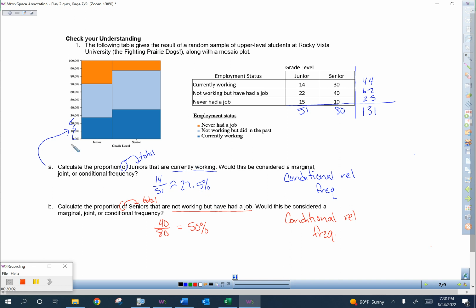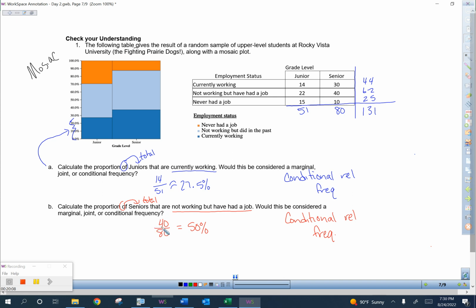Now I wanted to relate this back to the mosaic plot. Don't forget that's the name of this guy. And within this junior section, that was our total here, it relates directly to this bar talking about that currently working. Okay, so that is how they're calculating those proportions, and they're doing it with a conditional relative frequency, because your condition is we're focusing on just the juniors, and then from there breaking it into the different groups.